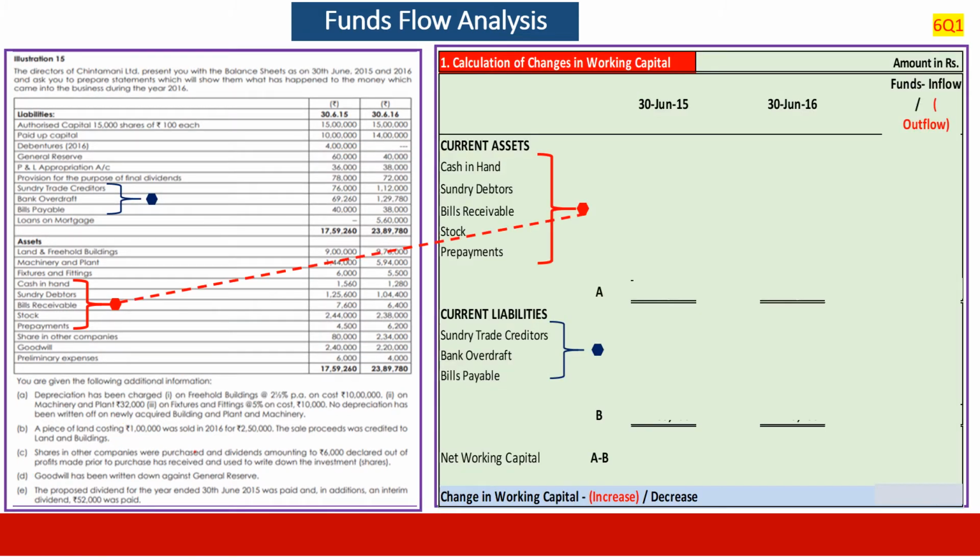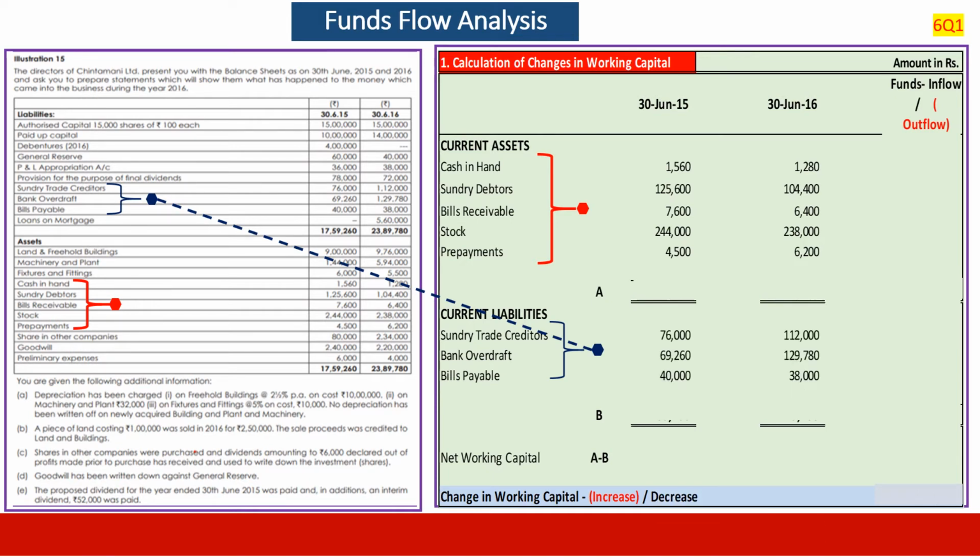Coming to working capital changes, we first post current assets which are in seriatim: cash in hand, sundry debtors, bills receivable, stock and prepayments on both dates. Then we take liabilities: sundry creditors, bank overdraft, bills payable, 3 items.